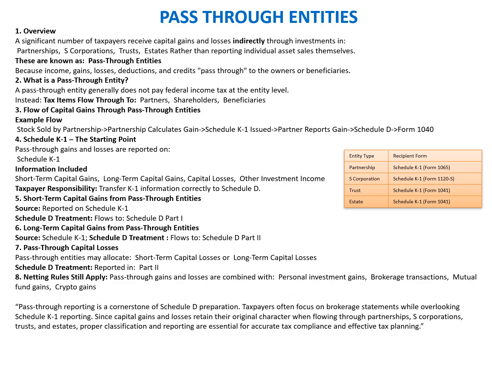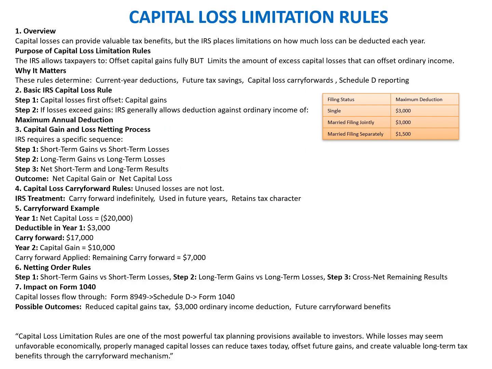So we'll move to the next slide. Now we are going to talk about the most important concept in capital gain, which is the capital loss limitation rule. Capital losses can provide a valuable tax benefit, but the IRS places a limitation on how much capital loss can be deducted in a particular year. These rules determine the current year deduction, the future tax saving, and the capital loss carry forward.